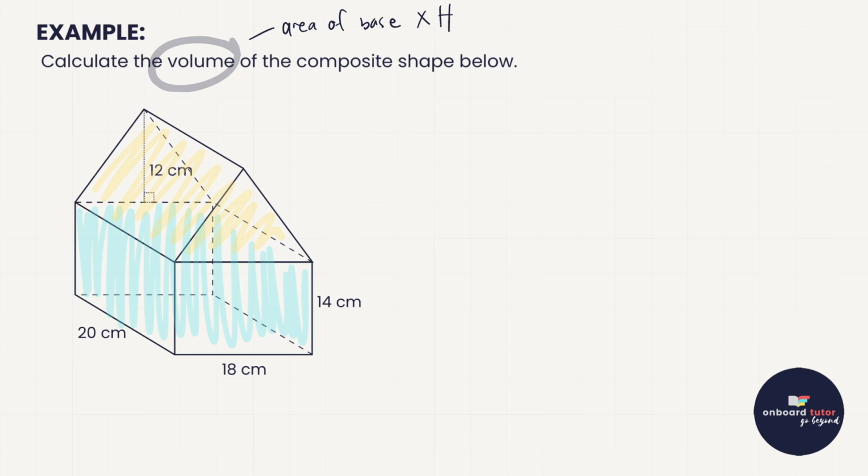Okay, let's start with that rectangular base prism. So the volume of shape 1, I like to call it, is just going to be length times breadth times height. And then we can fill in. The length is 20, the breadth is 18, the height is 14. And that gives us an answer of 5,040 centimeters cubed. Remember, volume is always cubic units.